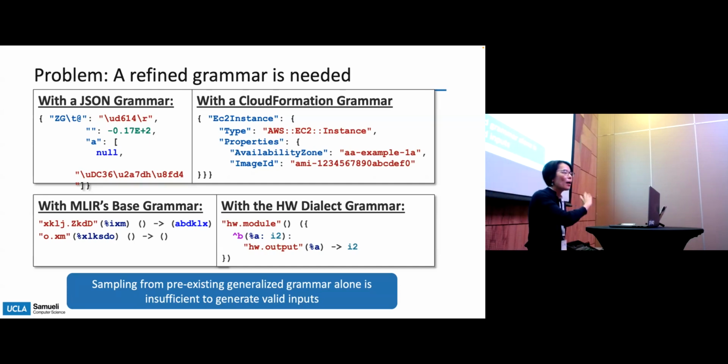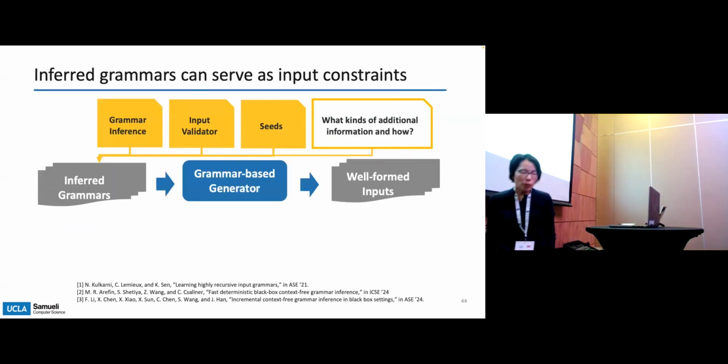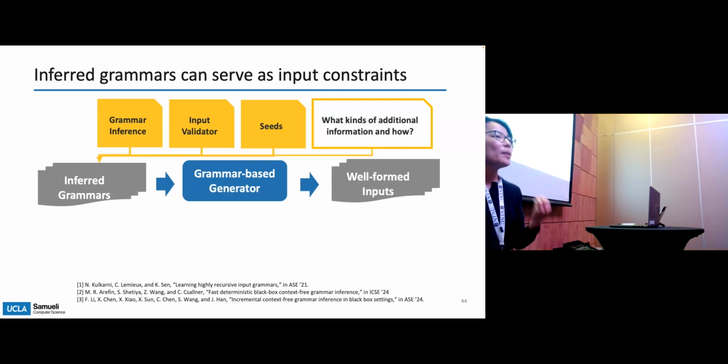I already talked about the MLIR-based grammar and the hardware dialect grammar. Sampling from a pre-existing generalized grammar alone is definitely not useful, because even if you have a grammar, if it is too coarse to represent domain-specific knowledge, it's not very useful. So I'm going to share what I am thinking of as a problem in this domain, not necessarily a solution, and I hope we as a community think about it.